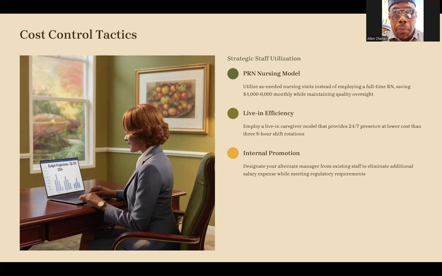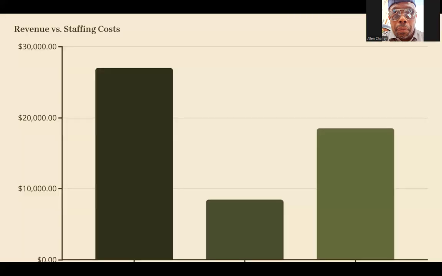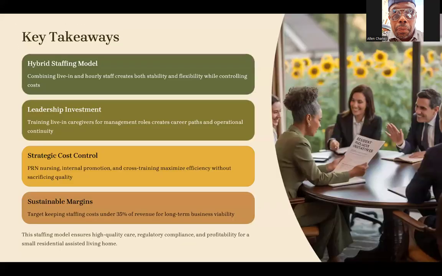And then we talk again about the internal promotions. Designate your alternate manager from existing staff to eliminate additional salary expenses while meeting regulatory requirements. So you'll have your assistant living manager, alternate manager in the facility at all times, which is an awesome thing to do. Okay. And again, we just look at some of the revenue versus staffing. And then we get into these grids, which are kind of basic, so we can't really see anything there.